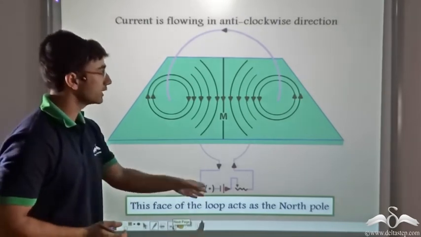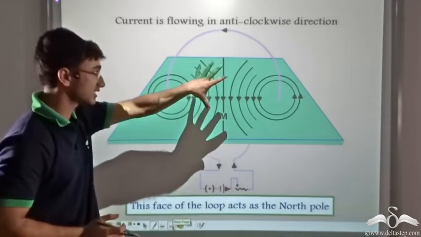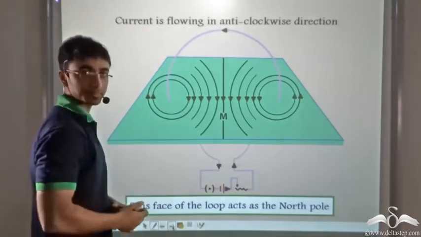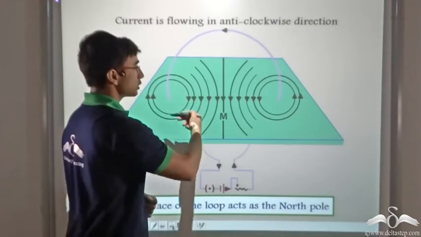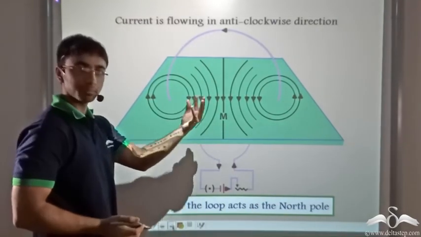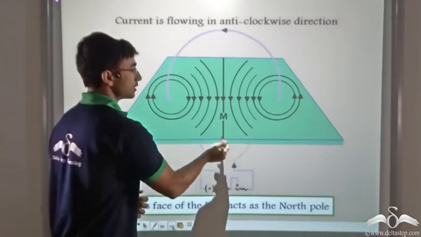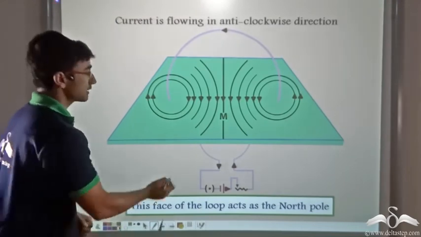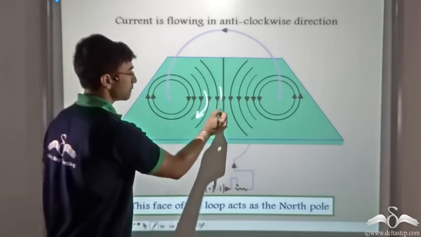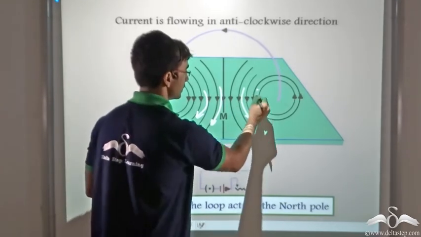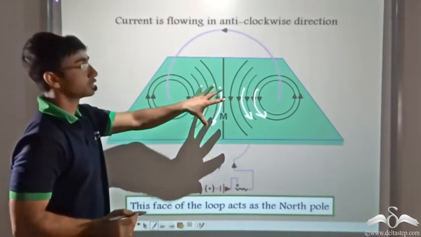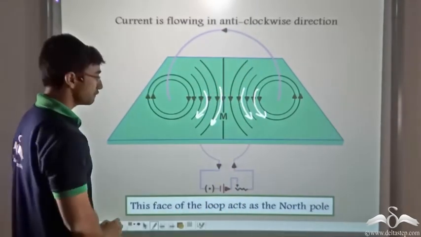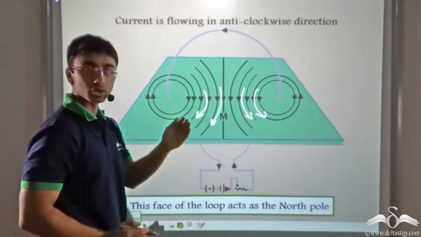Now when current is flowing through this particular face of the loop, we find that it is flowing in the anti-clockwise direction. Now when it is flowing in the anti-clockwise direction, with the help of a compass needle, we can easily find out the direction of the field lines. We will find that the field lines are coming out from this particular face. That is, at the face from which we see current flowing in the anti-clockwise direction, we will find that the field lines are coming out of it.